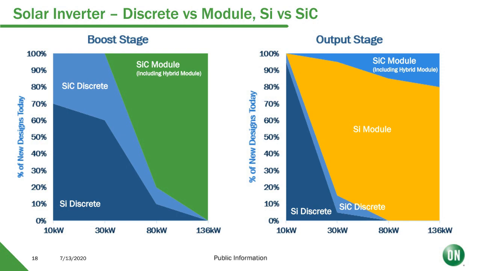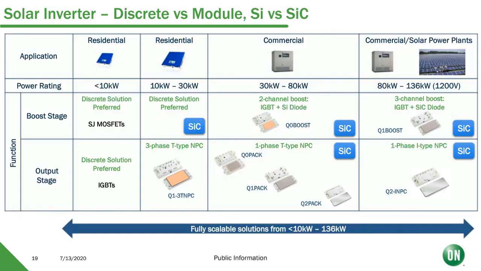The next view is a very similar story. It's just a different way for us to view this, more putting an end use case on it. So if we look at residential below 10 kilowatts, the boost stage is mainly using superjunction MOSFETs, where ON has an offering of devices, and then for the output stage, discrete IGBTs. As you move into residential between 10 kilowatts and 30 kilowatts, the boost stage becomes more of a silicon carbide solution, and then using a T-type NPC type of module using IGBTs for the output stage.